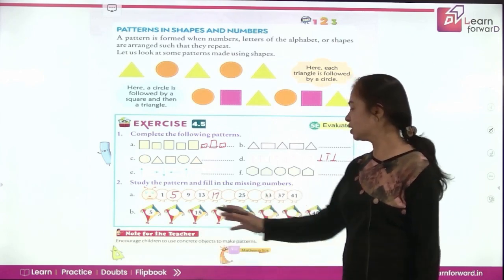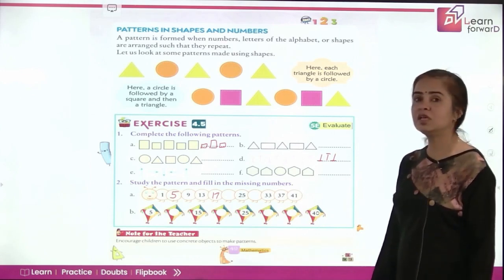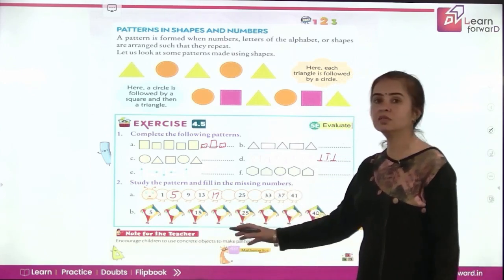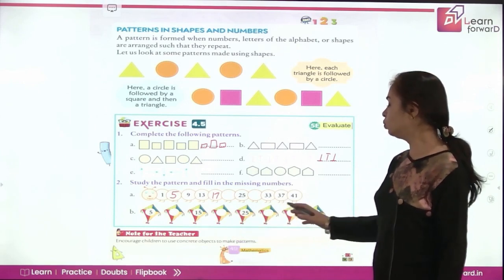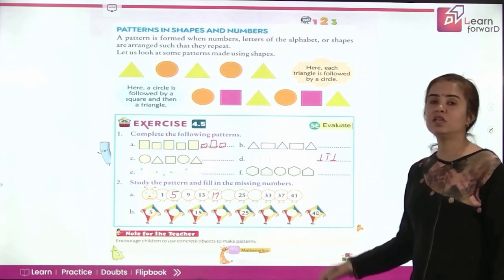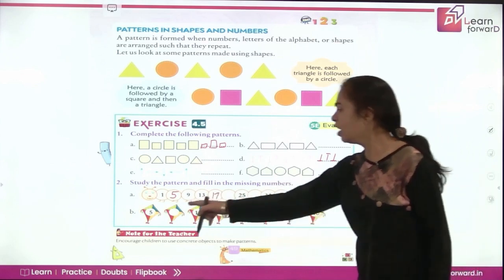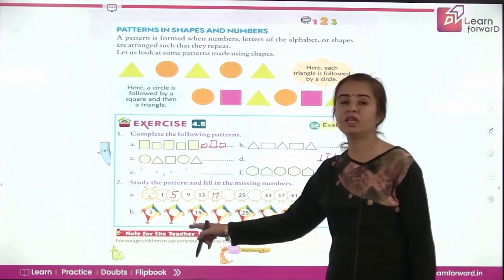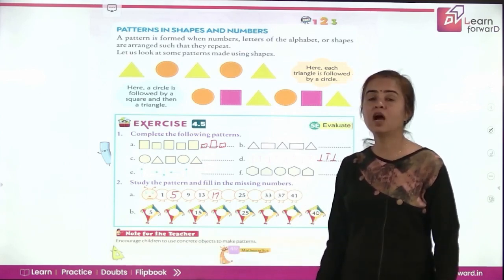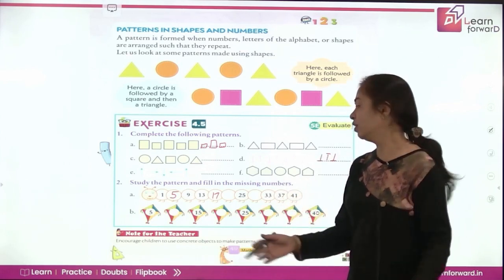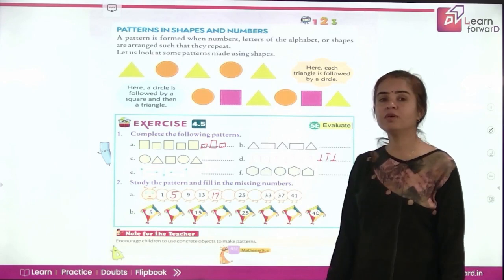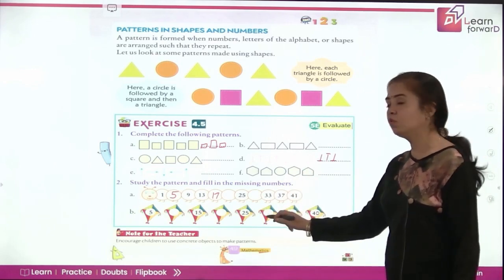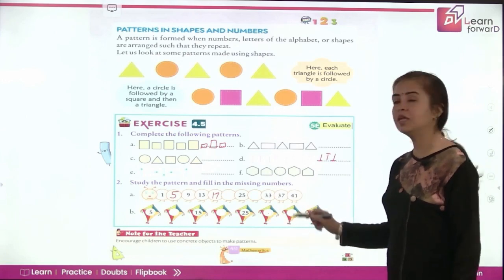When you look at these colorful kites, what do we see here? 5, something is missing. 15, something is missing. 25, then 2 numbers are missing. Then we reach 40. After one kite, what do you see? 5 becomes 15. How much is the difference? How much is the skip? 10. 15 becomes 25. How much is the skip? Again 10.